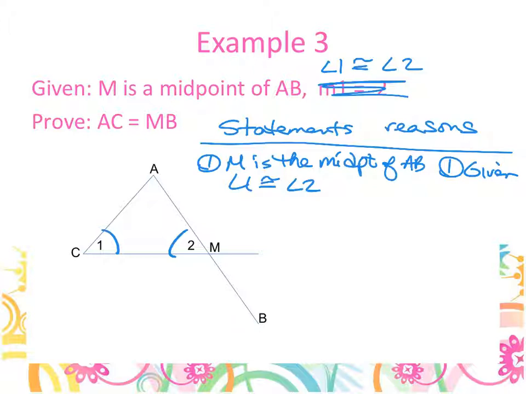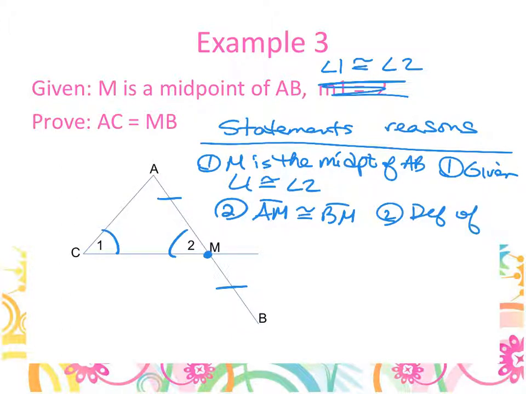Next thing I'm going to use is my definition of midpoint. So I know that when I have a midpoint here, that's going to split my segment of AB into 2 congruent parts. So I'm going to state that AM is congruent to BM. And my reason is definition of midpoint.